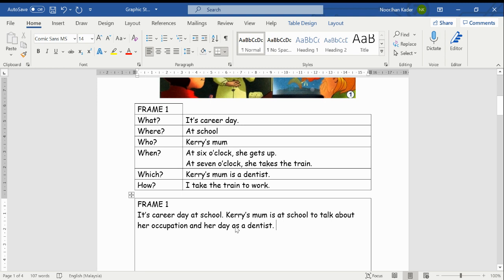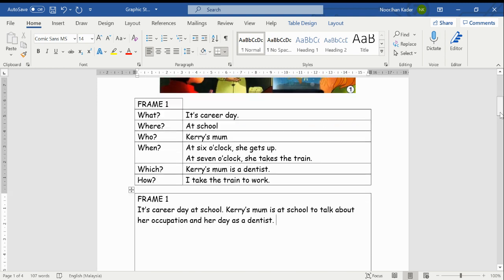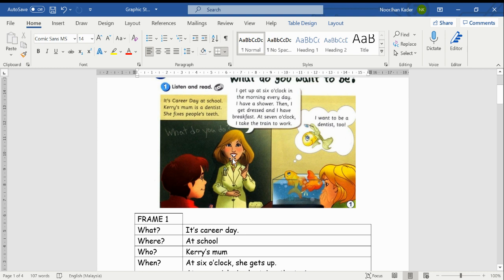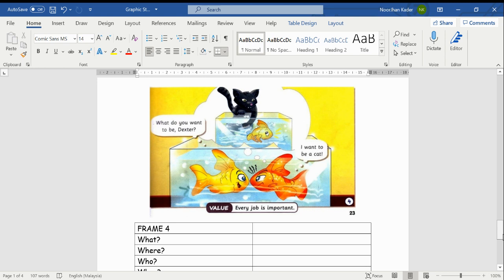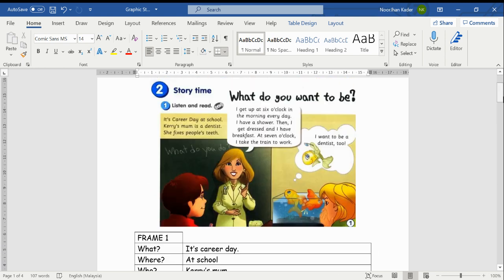Okay, so the answer will be: it's career day at school. Carrie's mom is at school to talk about her occupation and her day as a dentist. That means we've already written a short narrative about the main character, which is Carrie's mom, in the first frame. But we also have to write about the supporting characters, because in the last of the four frames in this visual storytelling session, we will have the orange goldfish and the yellow goldfish, as they are the supporting characters. They will actually summarize the storytelling in the last frame. So we have to talk about these characters as well.